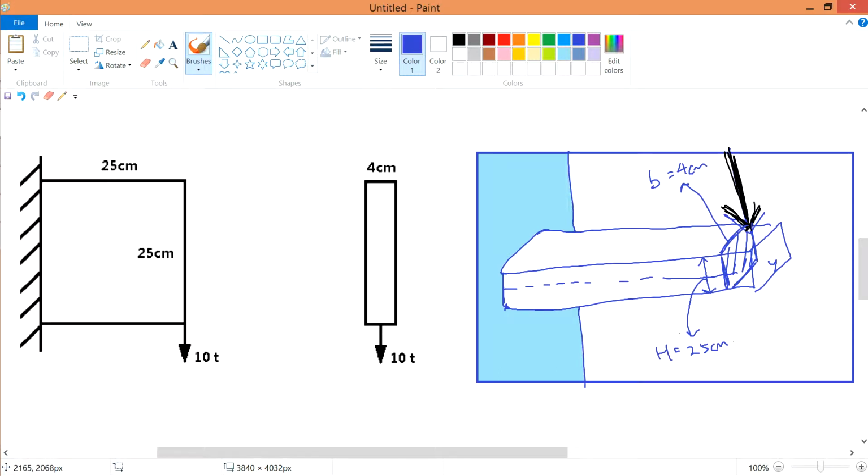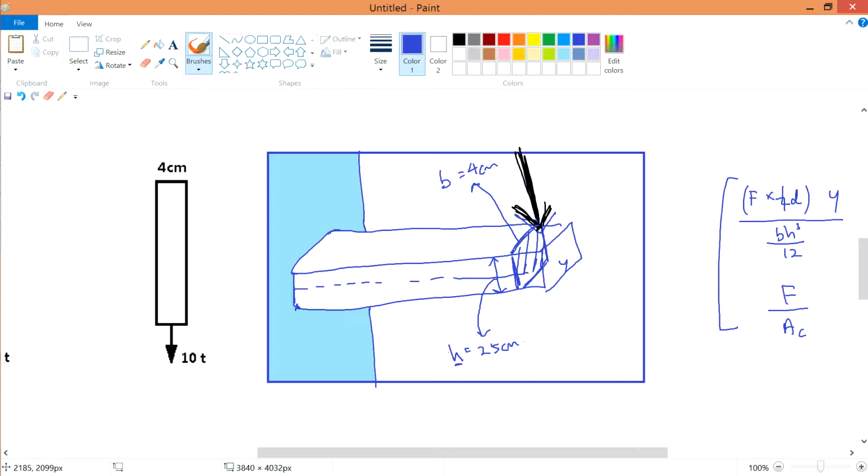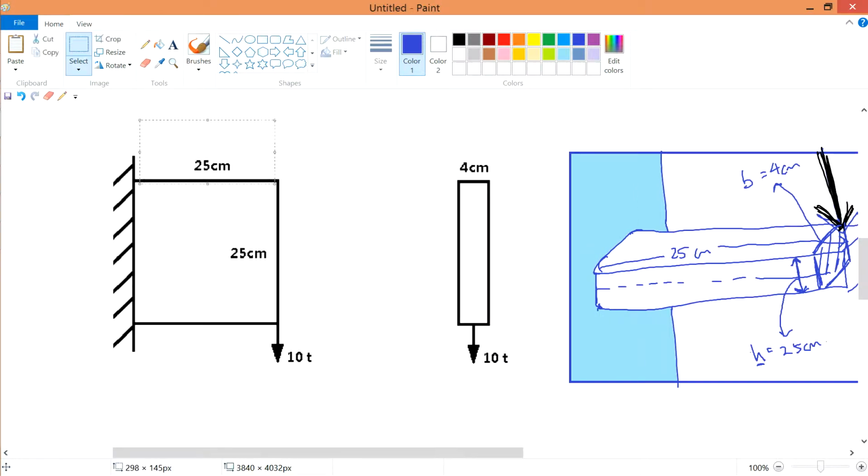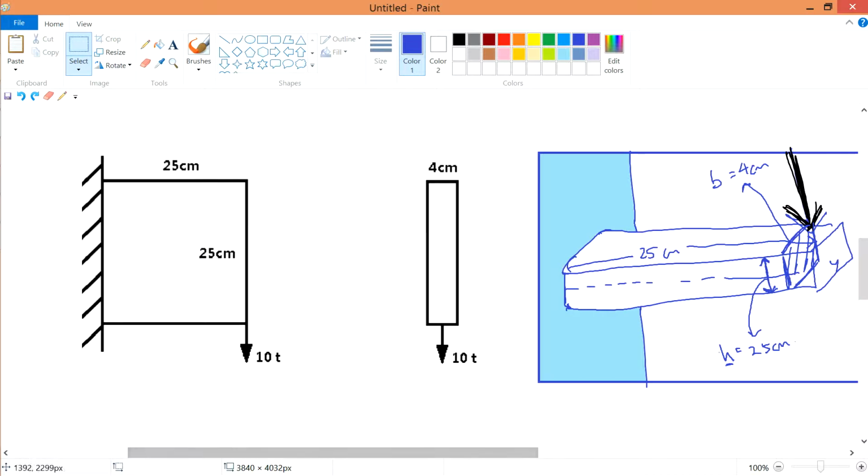Now, as for this h, I don't know whether this h is for this moment of area h. I think it's most likely this one, but it may also be this one, because this length is 25 cm also. This whole length is 25 cm, as shown over here. This is 25, this height is also 25, while the breadth is 4 cm.